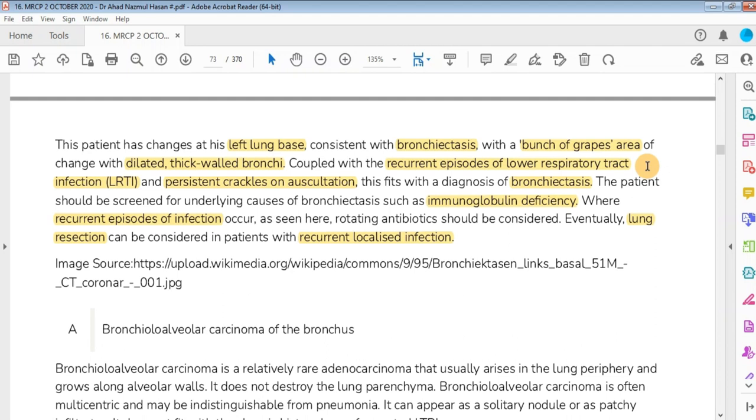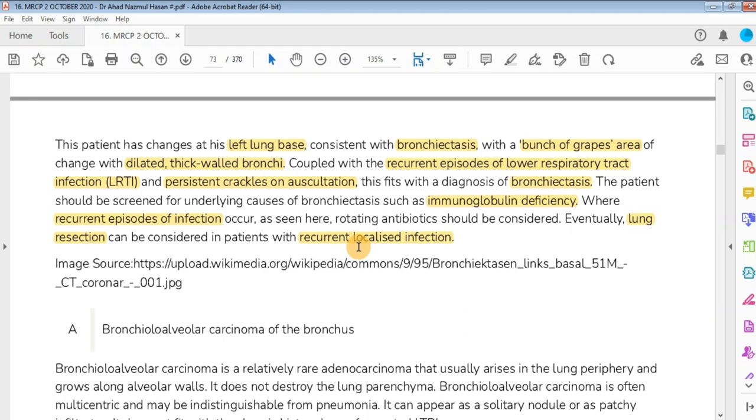The patient should be screened for underlying causes of bronchiectasis such as immunoglobulin deficiency, but if recurrent episodes of infection occur as seen here, rotating antibiotics should be considered. Eventually, lung resection can be considered in a patient with recurrent localized infection.